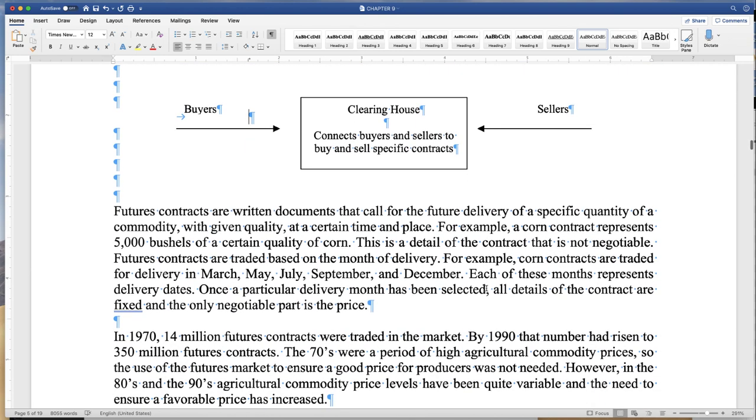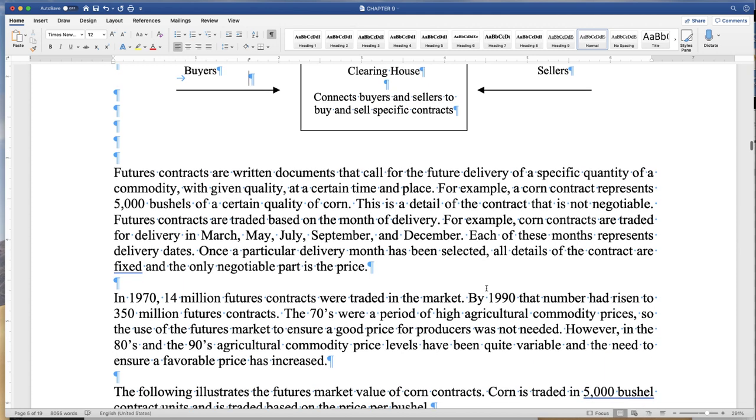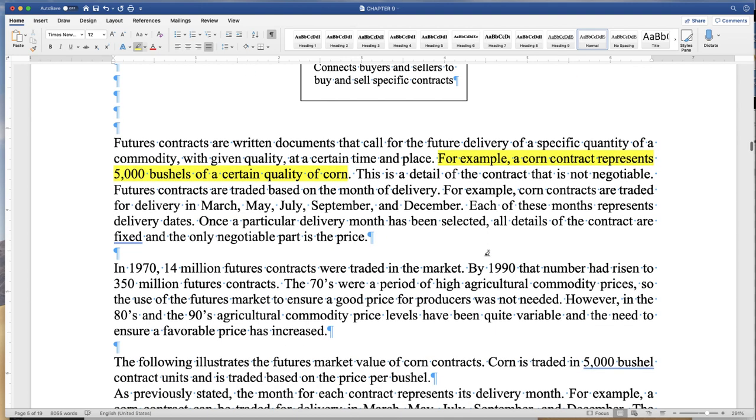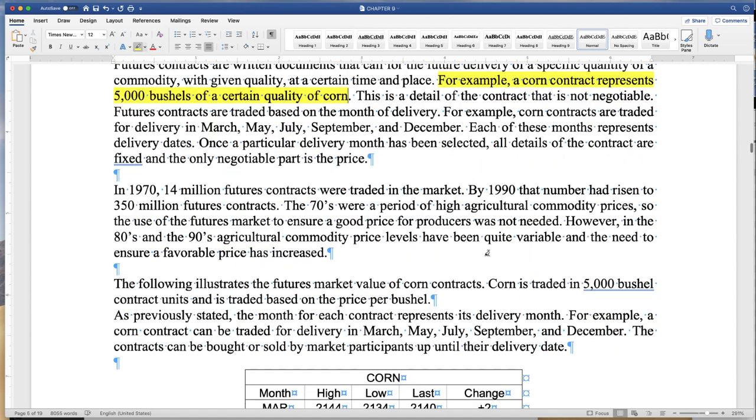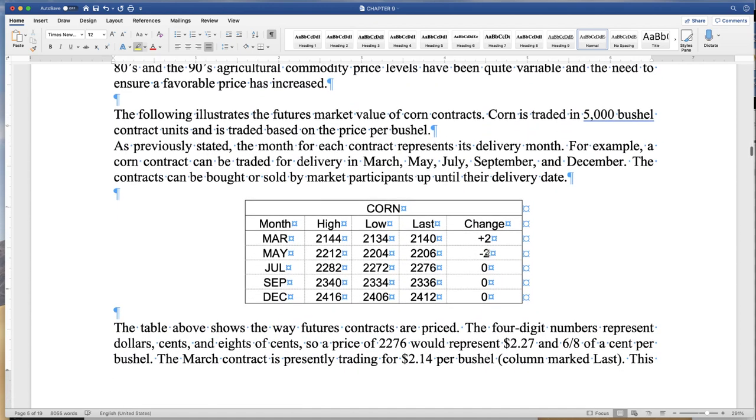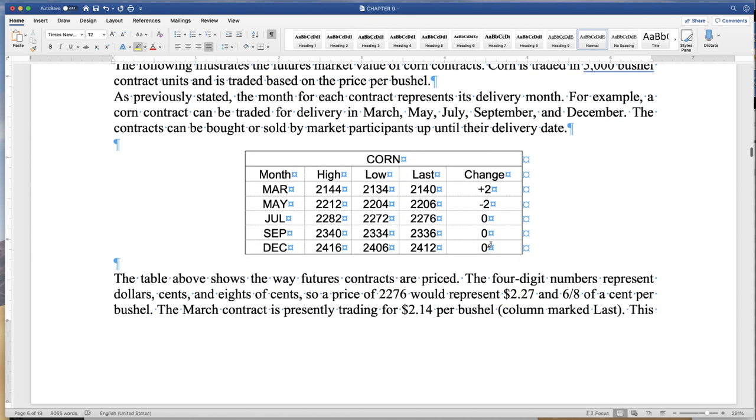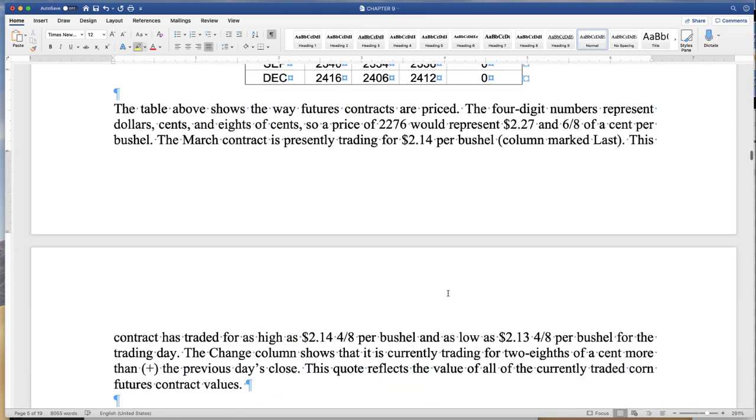Futures contracts are written for future delivery of a specific quantity, and in fact one of those examples is that corn is a 5,000 bushel contract, and that's the details, and it has months that it's delivered in. There's some information in here about prices, and then it gives you different examples of a corn contract: these delivery months, high, low, last, and the change. So it really just talks about how things are quoted.